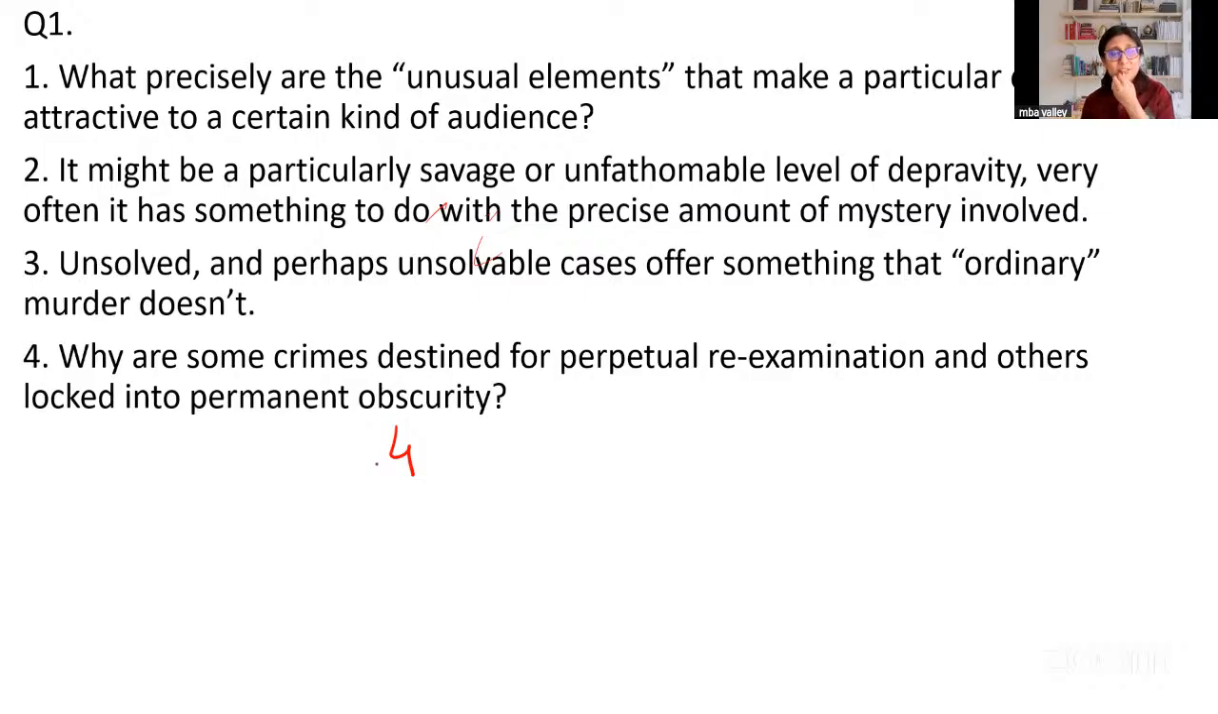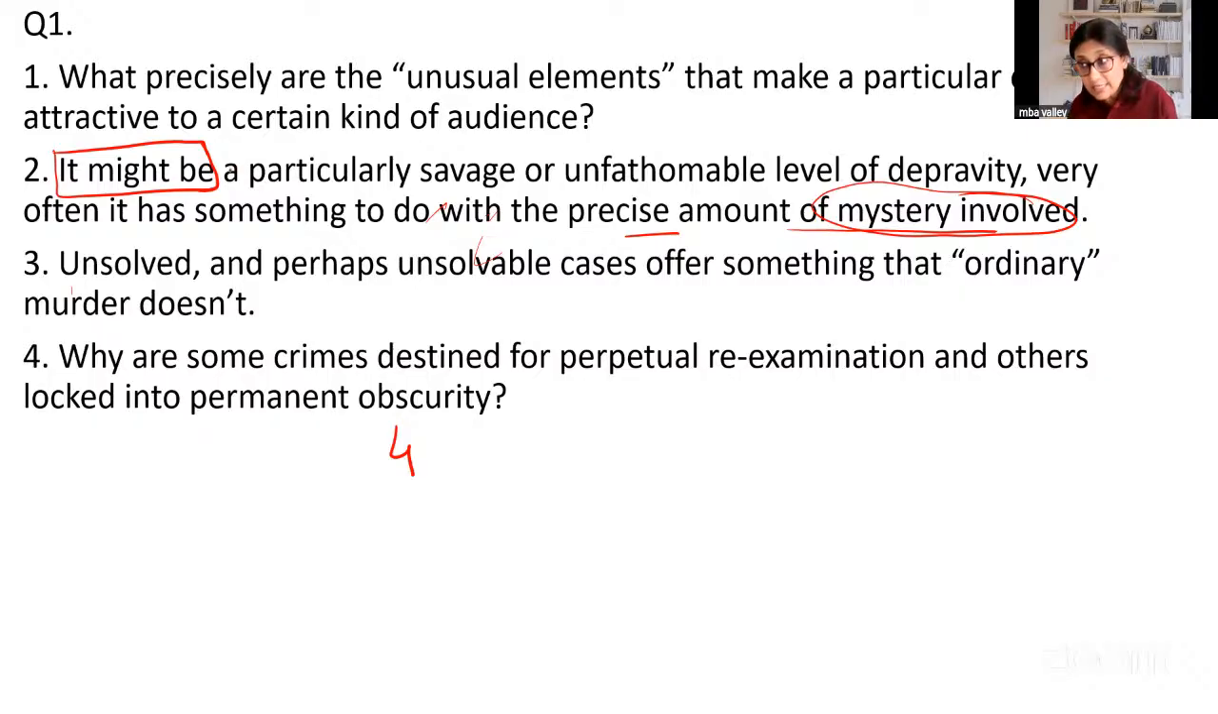Where are we going to find the answer? The first answer is in sentence number 2 that says it might be a particularly savage or unfathomable level of depravity. Very often it has something to do with the precise amount of mystery involved. Look at the words: precise amount of mystery involved. शब्दों को देखो किस चीज के बारे में बात कर रहे हैं. Notice when it says it might be, a particularly savage or unfathomable level. Now, this is offering a possible reason. It's a perfect follow-up sentence to a question, right? एक possible answer दे रहा है sentence number 2.